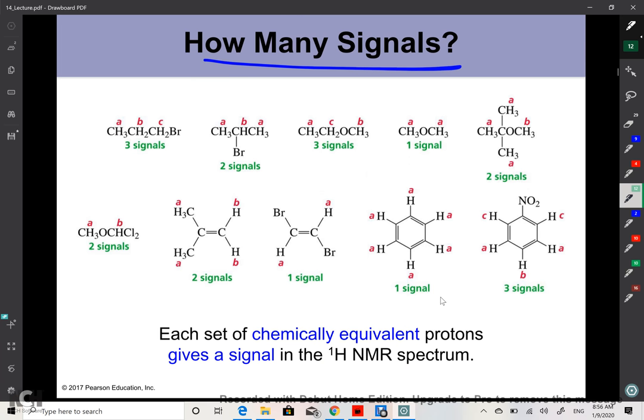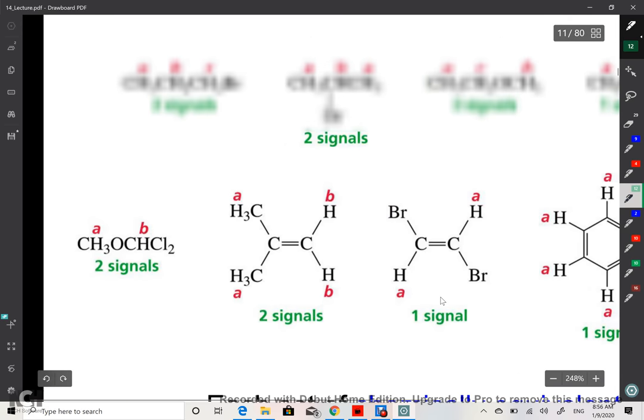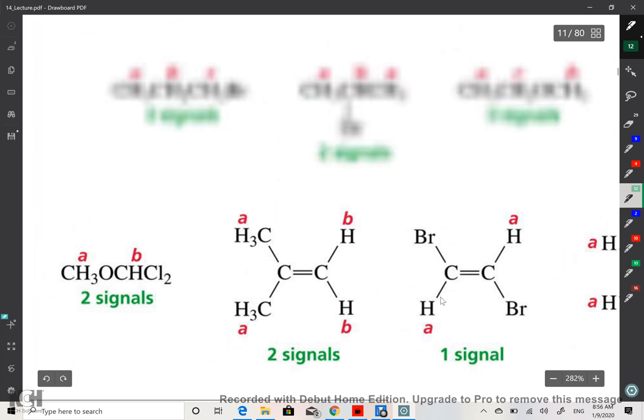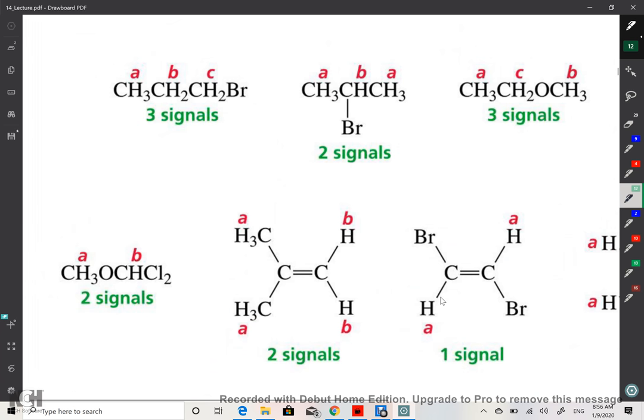We've talked about the first guy already. We said the first one will be three signals: signal A, signal B, signal C. Now look at the second one. The second one is saying it will only have two signals.